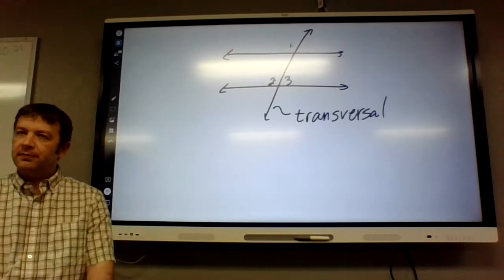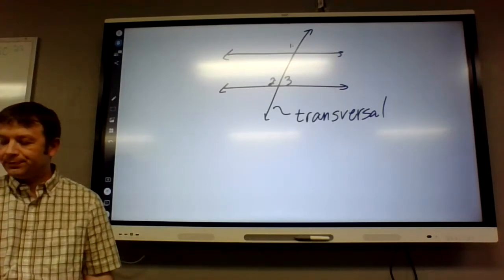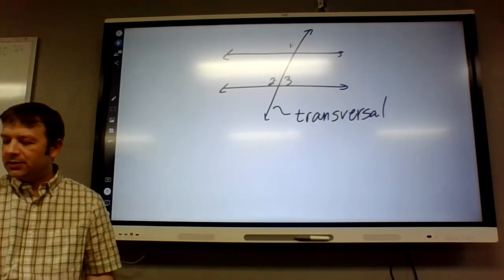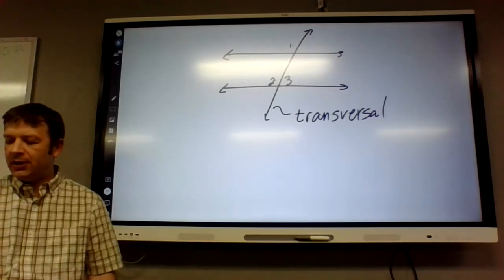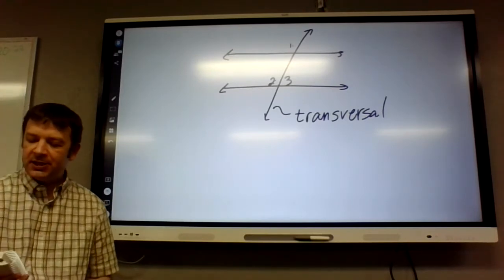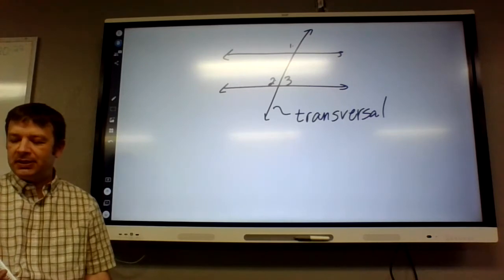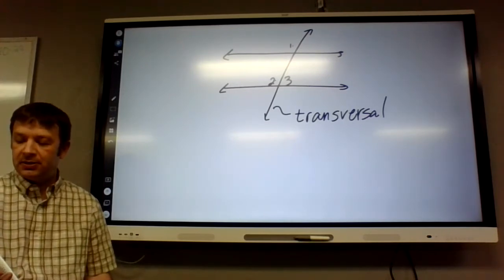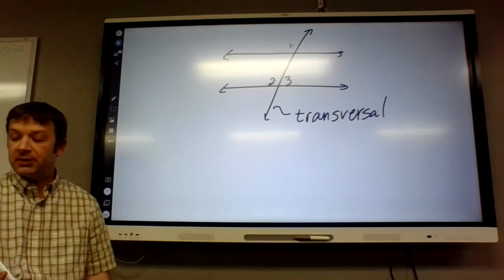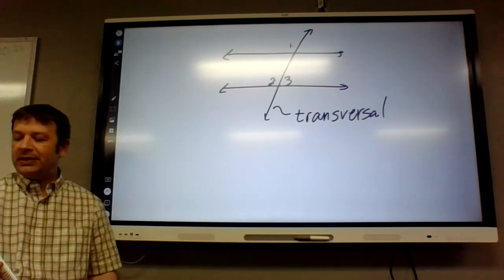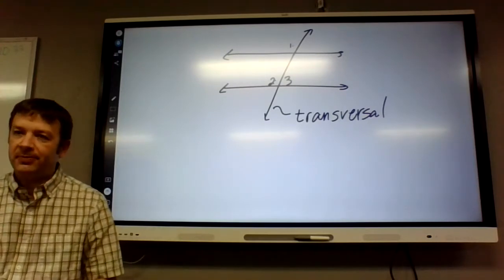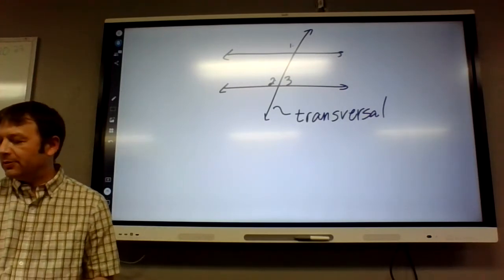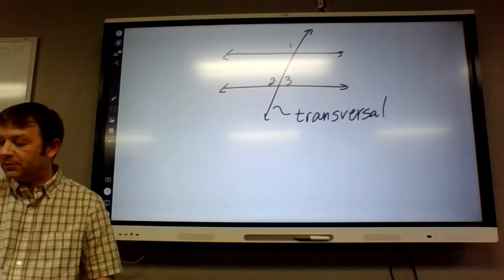Okay. Number 3. Is line AB, you guys see line AB over there on the left, a transversal of lines AC and CB? Does it cross over those two lines? Yes. It doesn't matter that AC and CB are not parallel. That's not important for the transversal.